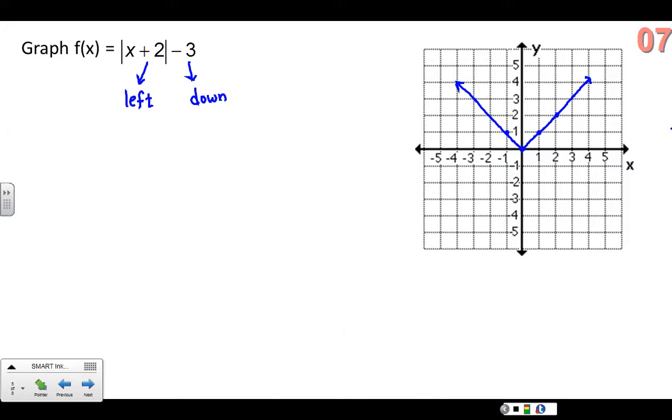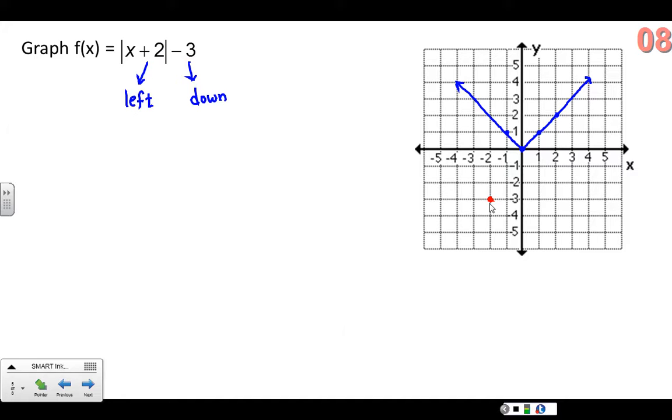So what I'm going to do to plot my new graph is all the points that I originally have, I am going to move all those points to the left 2 units and then down 3 units. Let's start with the vertex. To the left 2, so 1, 2, and then down 3. 1, 2, 3. That's going to put my vertex at the point negative 2, negative 3. There's the new vertex.